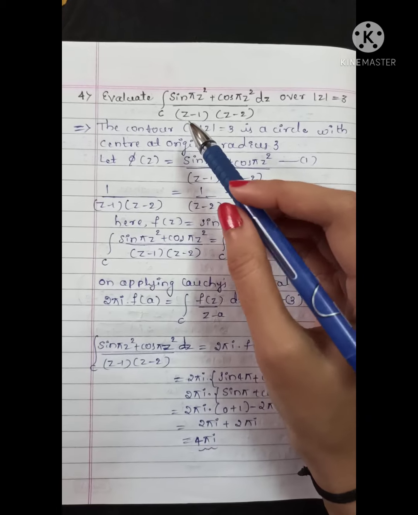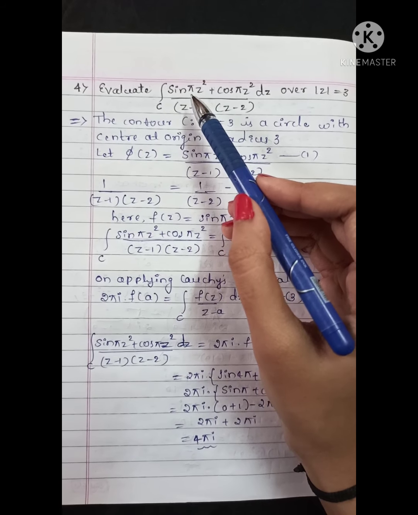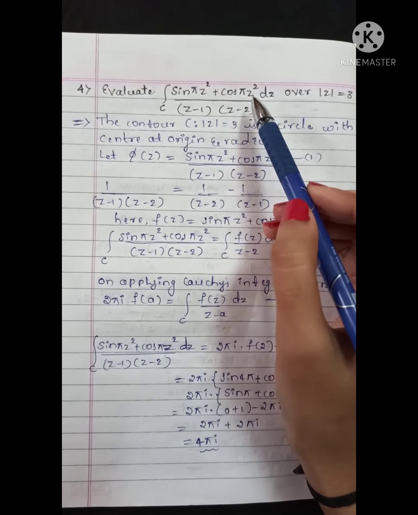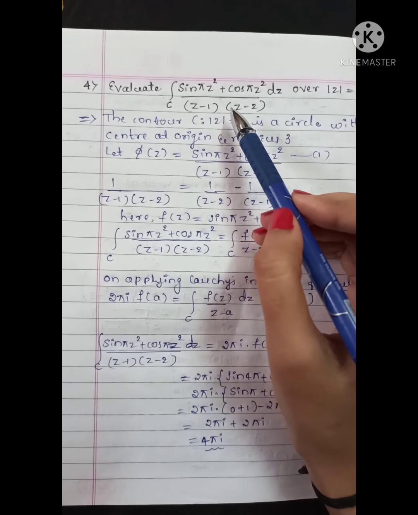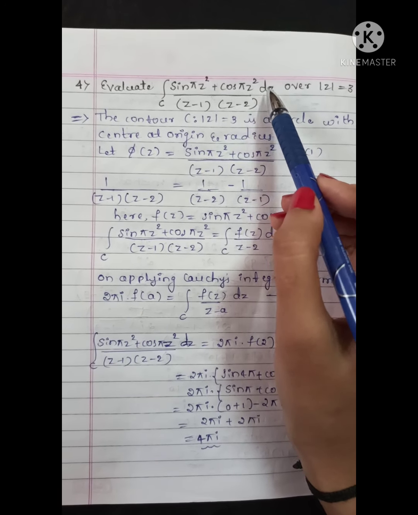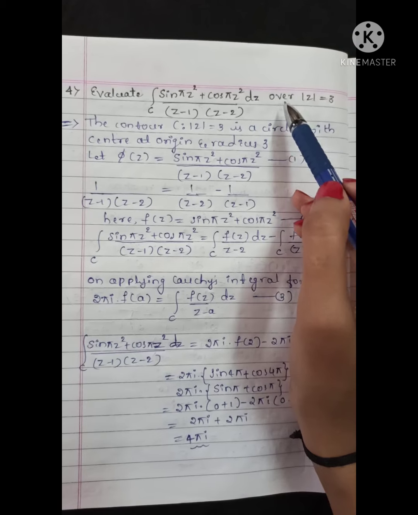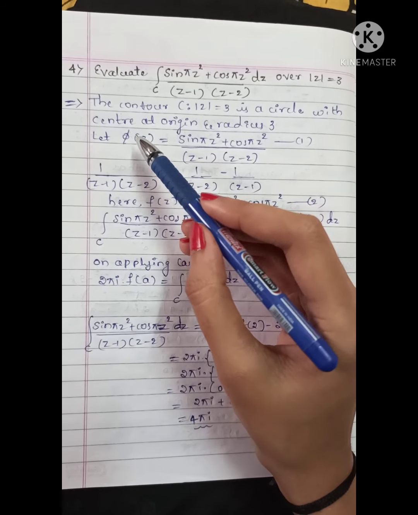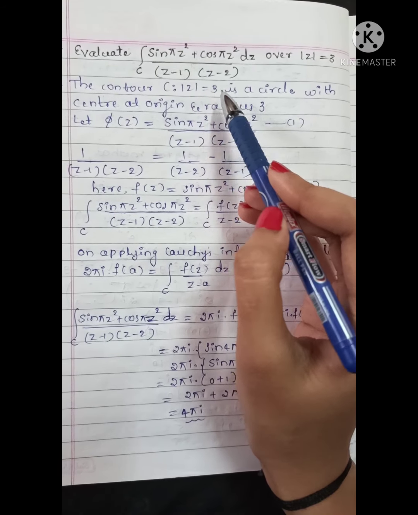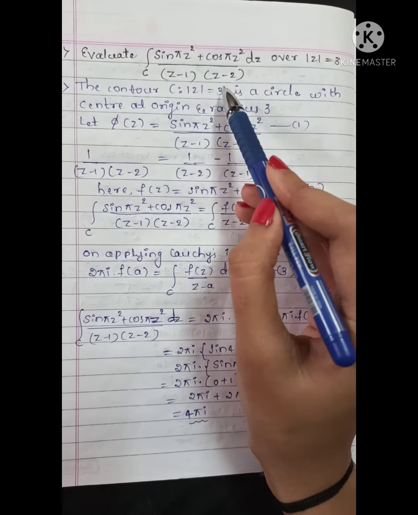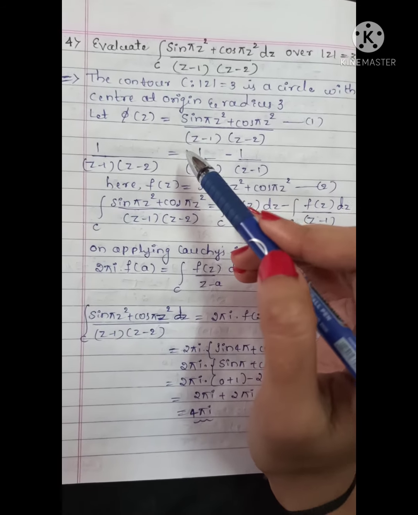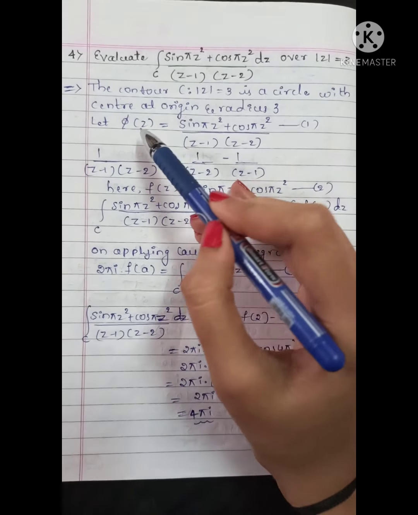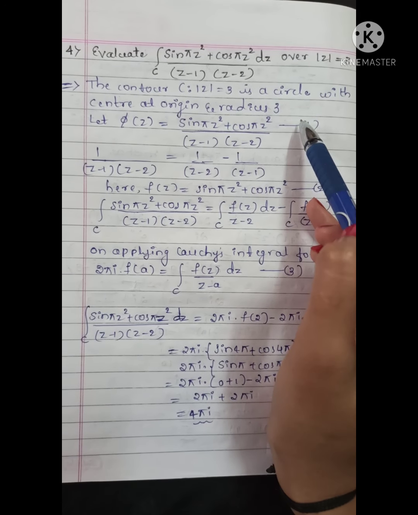Fourth problem: evaluate the integral of (sin πz² + cos πz²) divided by (z − 1)(z − 2) with respect to z over C, where C is the circle |z| = 3. The contour C, |z| = 3, is a circle with center at the origin and radius 3. Consider the given function as φ(z), equation number 1.